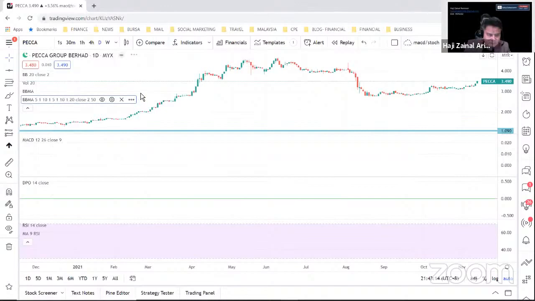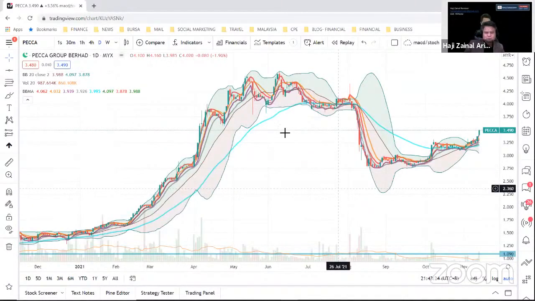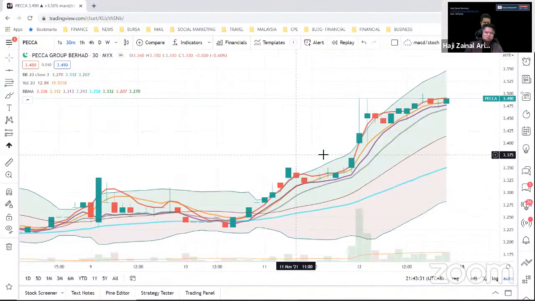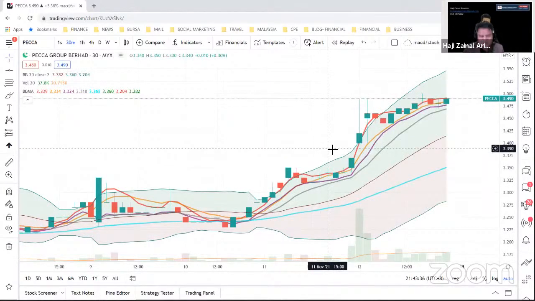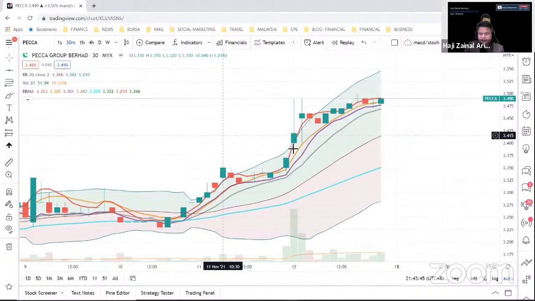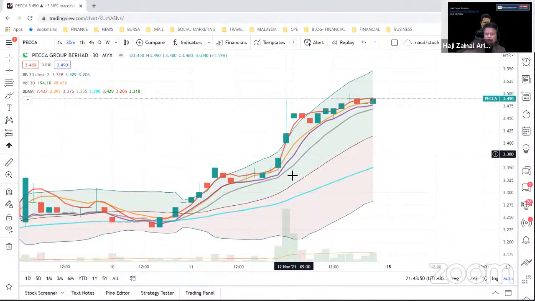BBMA. Okay, let me clear all of this first. All right. Let's say now we use, for example, 30 minutes. So you put more lines. This is a more advanced technique. We call it BBMA, an advanced technique, whereby we have to look very closely at all of these lines. But this one is, of course, a very advanced technique.